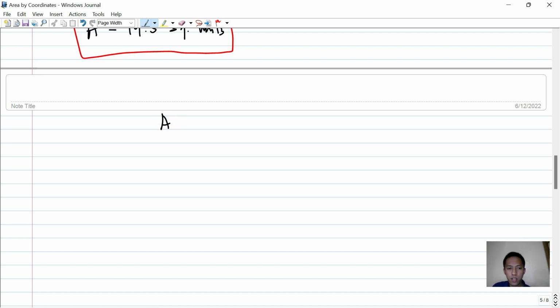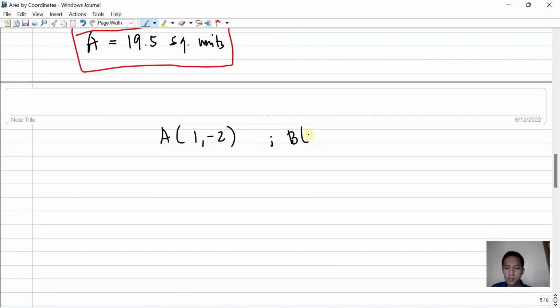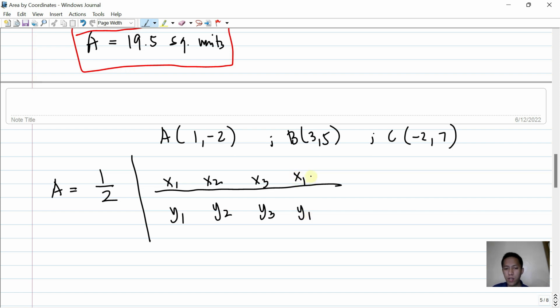So again guys, we have the coordinates. So that is A, 1, -2. So for B, that is, okay, check lang natin, 3, 5. And for C, we have -2, 7. Okay, so ang gagawin natin guys, ganito lang. So area is equal to 1/2 times. So we have here x1, y1, we have here x2, y2, we have here x3, y3. Then dapat dito guys, ulitin mo lang yung naunang element. So that is x1, y1.